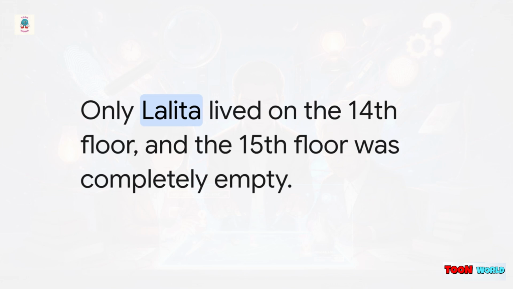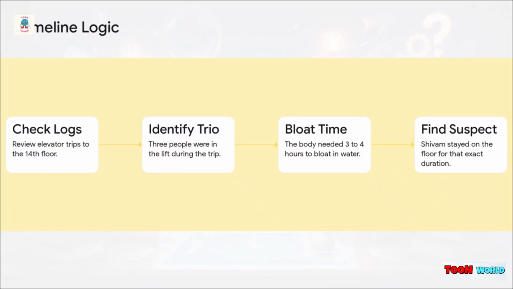Because of this isolation, the killer and their accomplice had no choice but to use the elevator to access the crime scene. There's just no other way up there without drawing a ton of attention. And this brings us to a brilliant piece of timeline logic. Watch how Mihul mathematically eliminates suspects here. First, he pulls the CCTV and elevator logs to isolate any trips directly to the 14th floor. Next, he finds a specific trip and sees exactly 3 people in the lift. The killer has to be one of them.